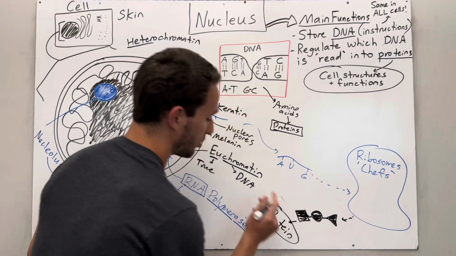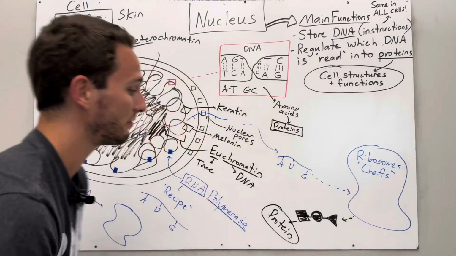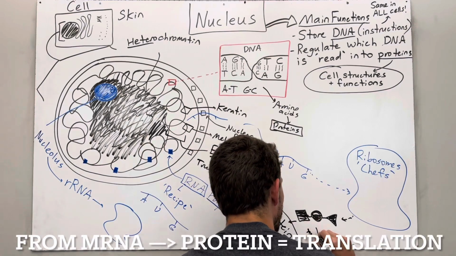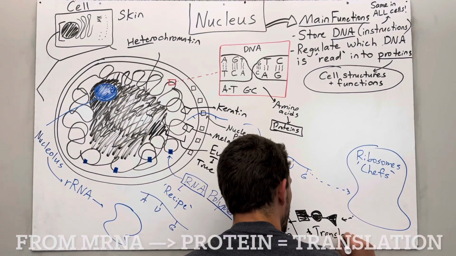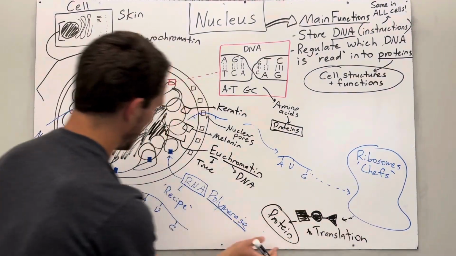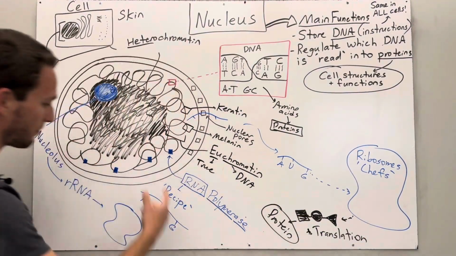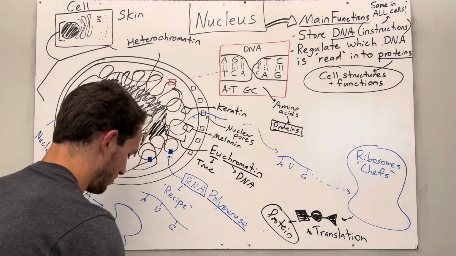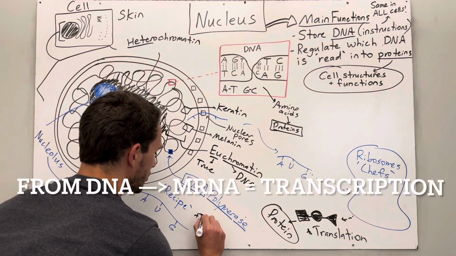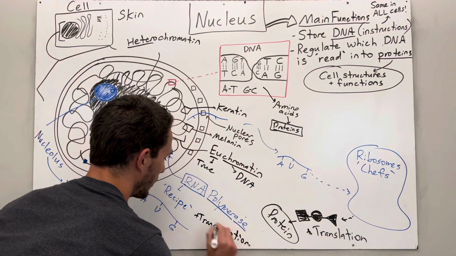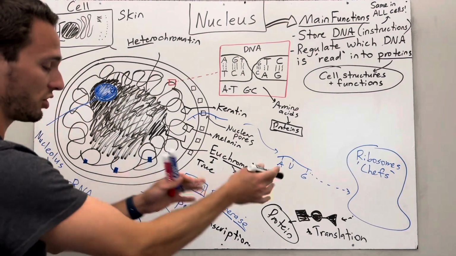Okay, and that protein is going to give that cell its structure and function. Now, this is called translation. Okay, we are translating the mRNA transcript into a protein, whereas in this first one, we were actually transcribing it. So this first step was called transcription. Okay, so there you have it, transcription, translation.